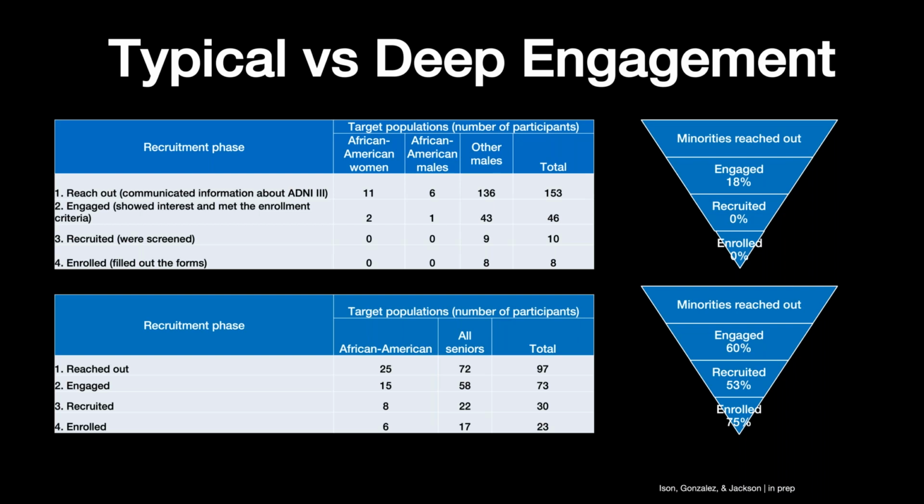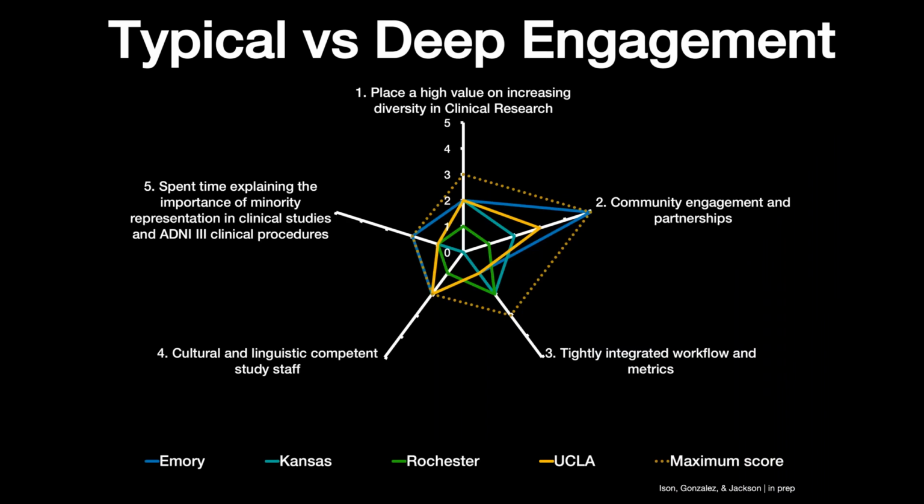So the site that has this typical level of engagement has lots of opportunities to improve. But if they're looking for a quick win, they might want to convert a larger percentage of those 18% that were engaged and try to bring them in. You could actually map this out another way by looking at a spider chart where there are 5 key dimensions about trying to make sure that your study site, your study staff are well equipped to engage with a diverse audience.